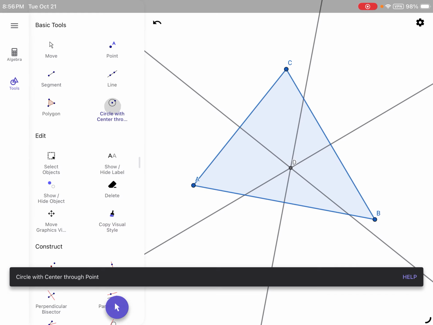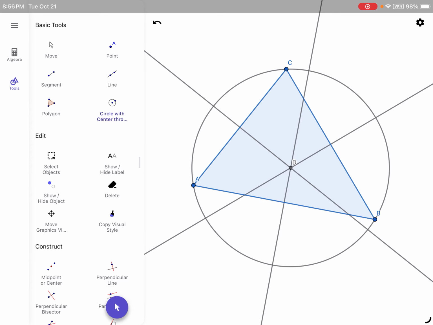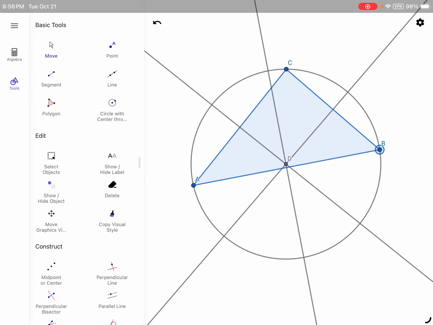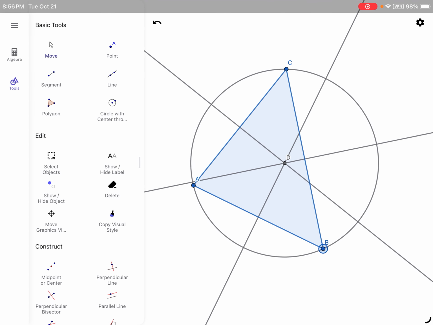So I'm grabbing my circle tool. I'm going to put it right at D, and then I'm going to hit any one of these vertices, A, C, or B. Look at that. Point D, our circumcenter, is perfectly between all three of the vertices, and it doesn't matter where I move them.